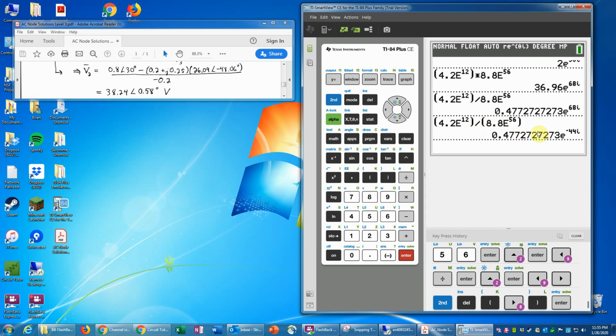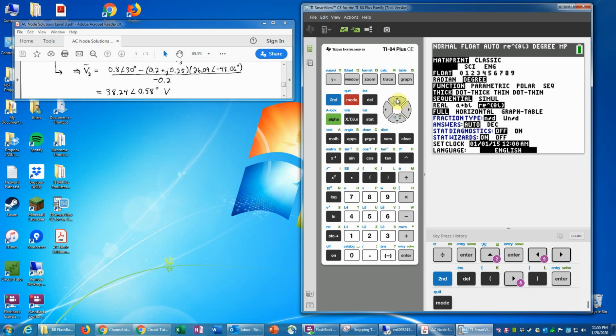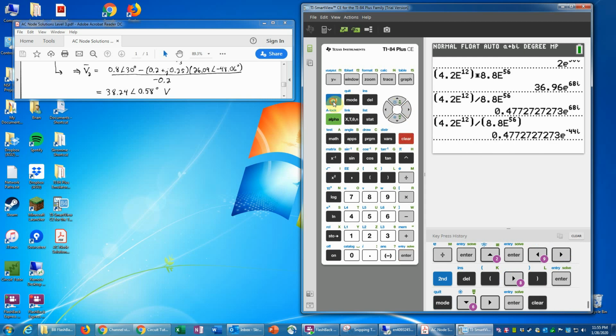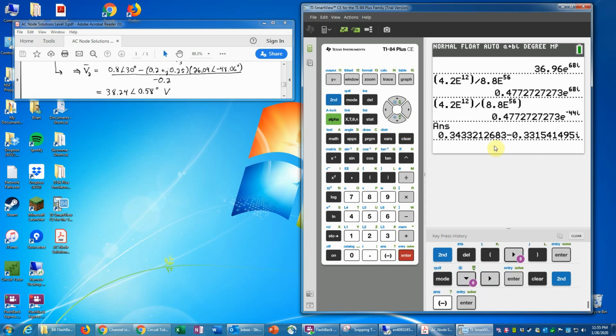Okay, and again, if I wanted that result to come out in rectangular form, there's no need to do anything else other than just to put the mode into rectangular form. And then I could just do my answer here and enter that, and there's the same number in rectangular form. So rectangular to polar conversions are very easy. We don't have to use square root keys and inverse tangent keys and sines and cosines.